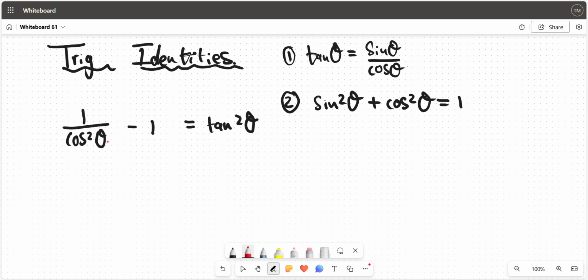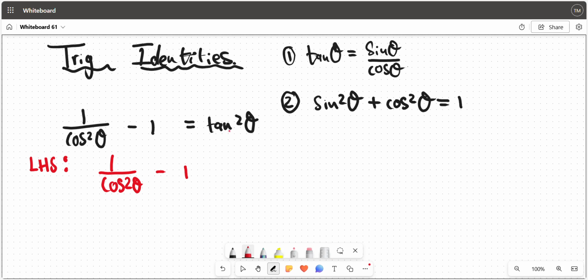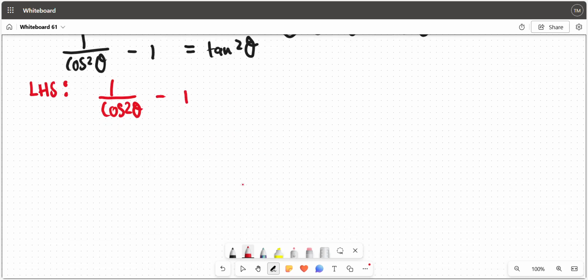First of all, I'm going to take the left hand side. You just choose one side, guys. It's much easier for me to work with the left hand side because that I can simplify. The right hand side seems like there's really nothing I can do besides substitute the identity. So I'm going to rewrite the left hand side, 1 over cos squared theta minus 1, and I'm just going to work with this side. What I'm trying to get it to look like is equal to tan squared theta.